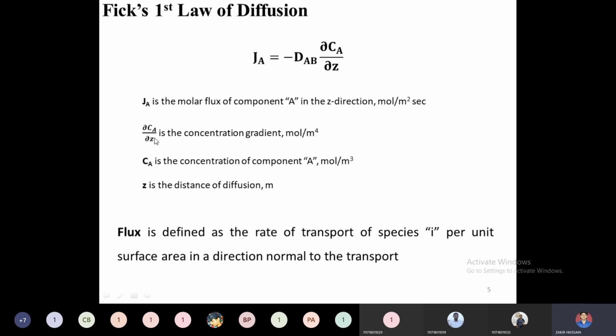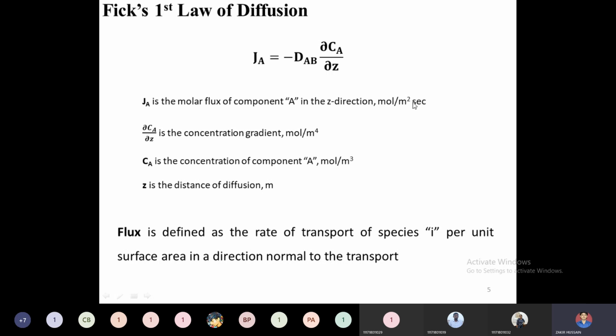Ca is the concentration of component A, whose units are mole per meter cube. Z is the distance of diffusion, that is, the mass transfer path distance, measured in meters. How can we define flux? It is the rate of transfer of species per unit surface area in the direction normal to the surface. The rate is mole per second.